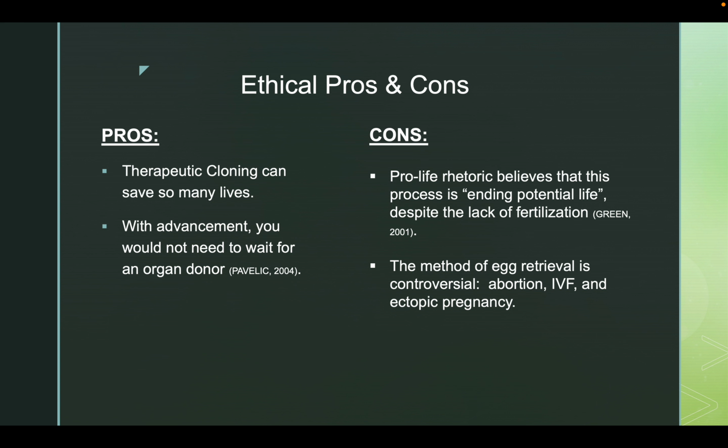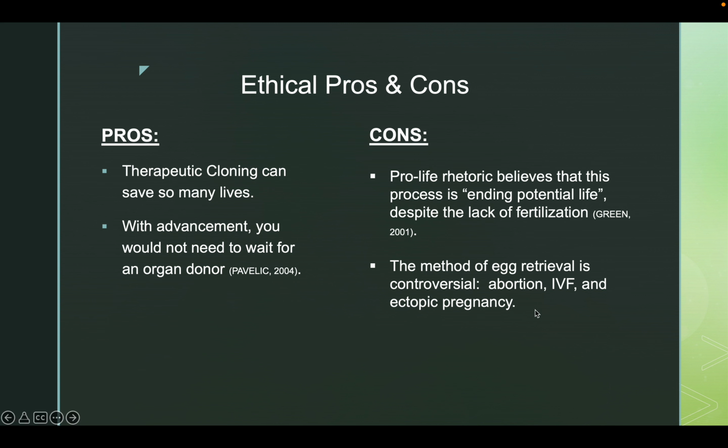process is any potential life, despite the lack of egg fertilization. So basically, what this is saying is, taking eggs from a woman, whether they're fertilized or not, is ending potential life, which I know I'm not supposed to express my personal opinion until the next section, but really, a woman has a period every month, theoretically, and then loses an egg in that process, and we don't consider that any potential life. So that's just a sidebar there.